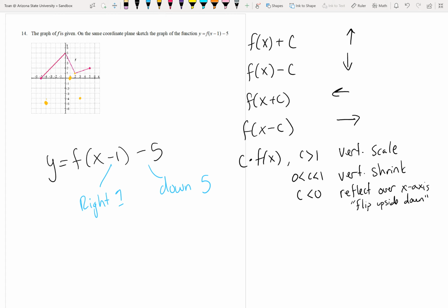And let's do this last point. Let's do this last point here. Right 1. There you go. And down 5. 1, 2, 3, 4. There's its new location. And then since I knew they were line segments, you just connect the dots. So that should have been the graph of the function transformed.